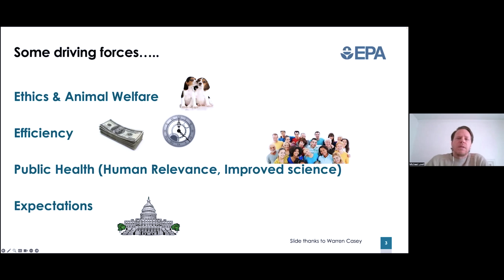The second reason is efficiency. Theoretically, there should be savings in both time and money once 3R strategies are adopted. A third reason is public health. This gets at the idea that it's known in some cases that test organisms aren't the best models for humans, that in vitro studies with human tissues and associated modeling have greater human relevance and can lead to improved science.